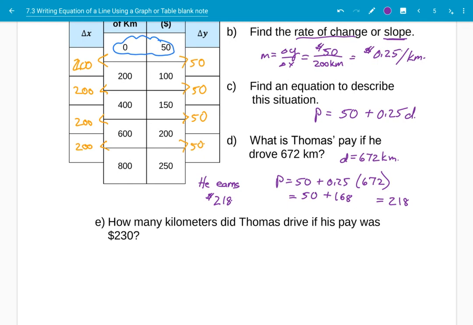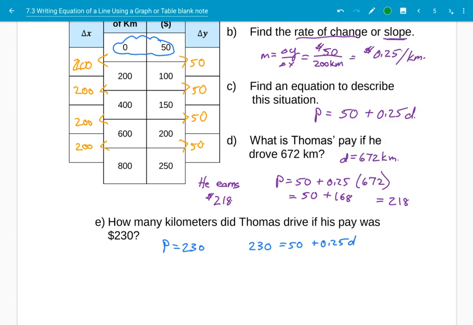How many kilometers did Thomas drive if he was paid $230? Well, that's going to be a little bit more than the last part there. Let's see how much more. So his pay is 230. We plug that into the equation. So 230 is equal to 50 plus 0.25D.